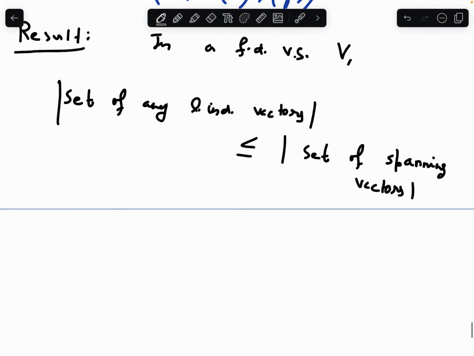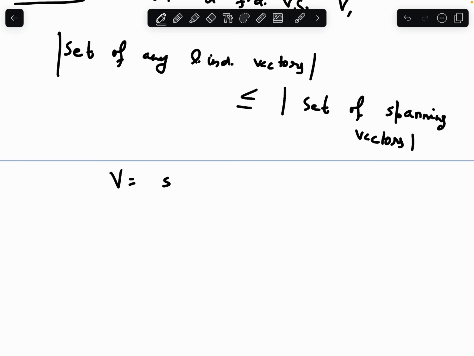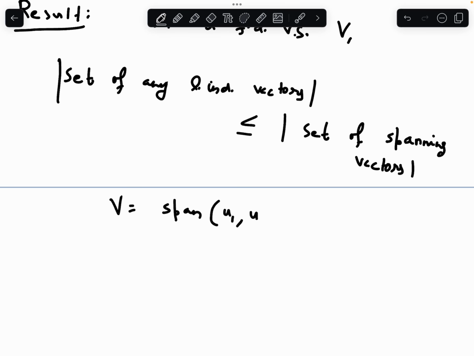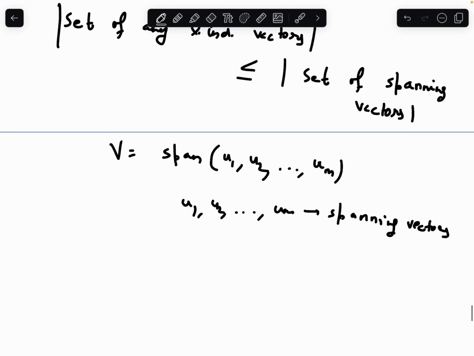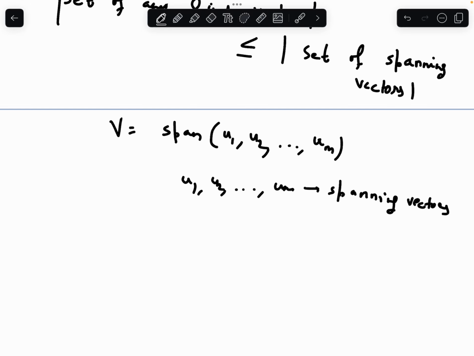What do I mean by this? I mean that if V is equal to the span of, say, U1, U2, and UM, then U1, U2, UM are spanning vectors because they span V. So how many of these are there? M.